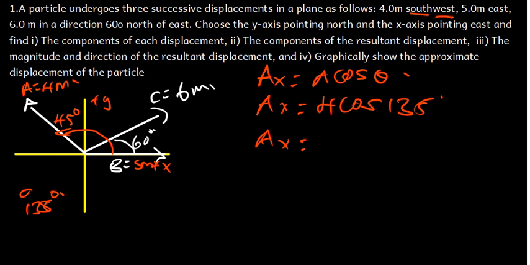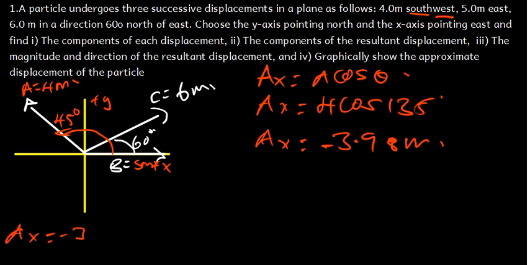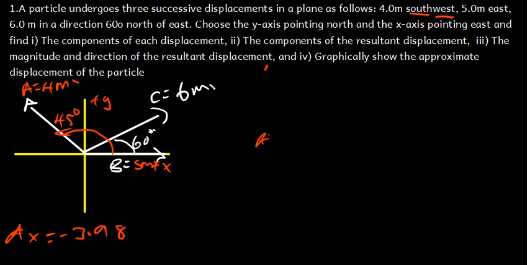So our A_x is going to be equal to 4 cos 135. I'm getting negative 3.98 meters. So I can just put it here. I put this here to create space. Okay, and then I'll go to A_y. So A_y is going to be A sine the angle.